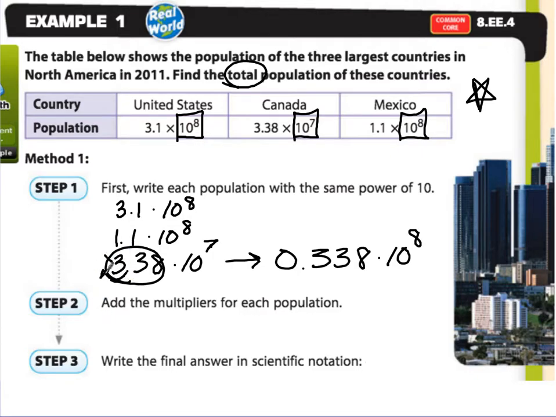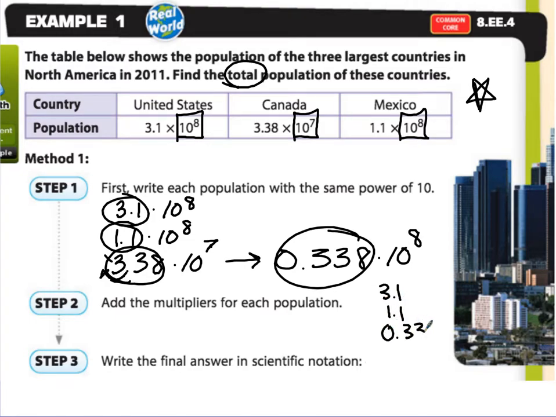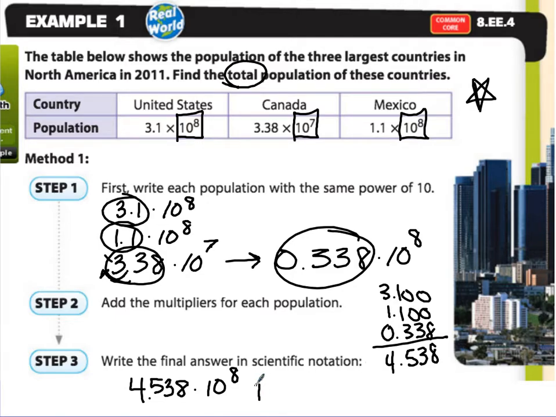My multipliers in this case are the 0 and 338 thousandths, the 3 and 1/10, and the 1 and 1/10. Okay, so I'm going to line it up over here: 3 and 1/10, 1 and 1/10, and then 0 and 338 thousandths. I add the extra zeros here, so I get 8, 3, 5, bring down the decimal, and 4. So my answer would be 4 and 538 thousandths times 10 to the 8th power. So that tells us that the total population is 4 and 538 thousandths times 10 to the 8th power people.